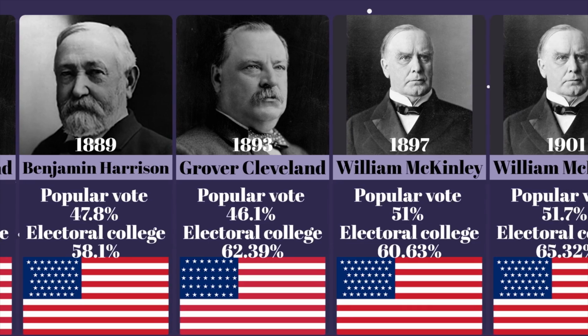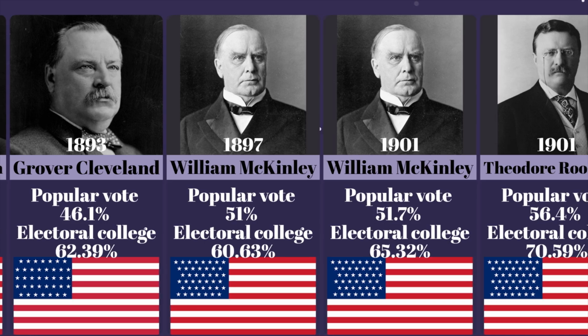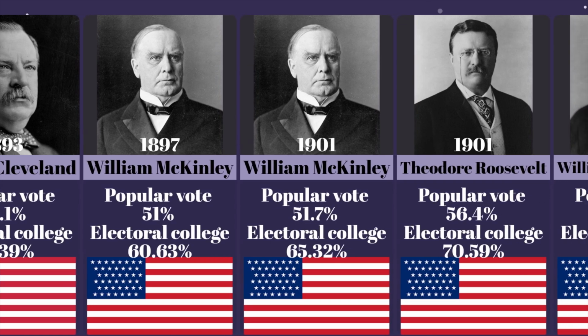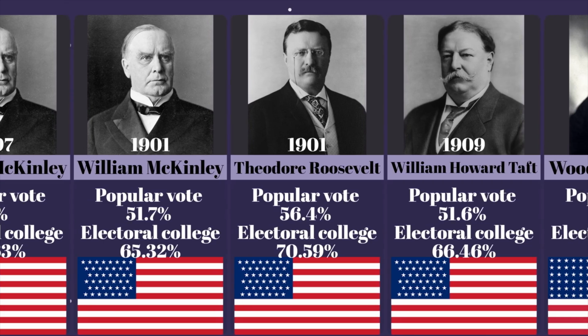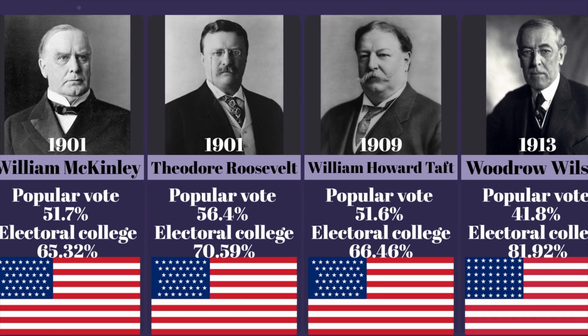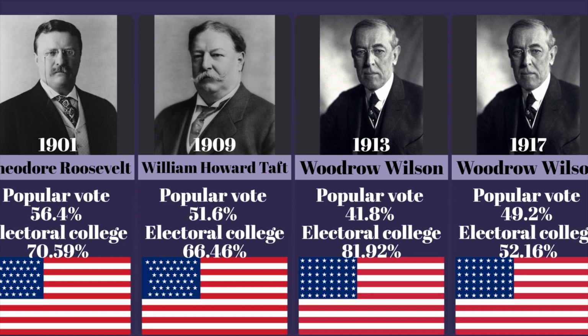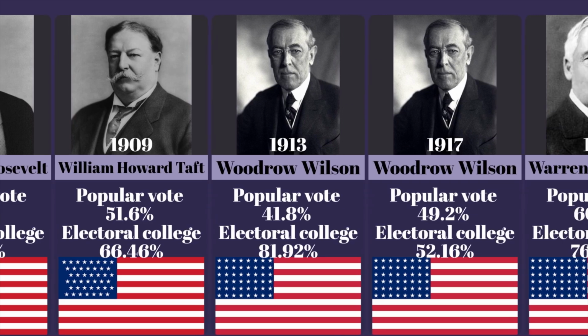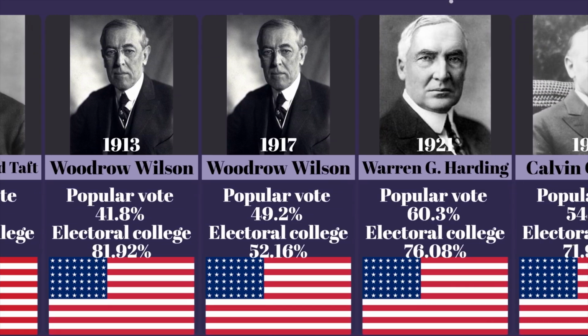Since 1924, the difference in the share of both votes has varied, with several candidates receiving over 90% of the electoral votes while only receiving between 50 and 60% of the popular vote. The highest difference was for Ronald Reagan in 1980, where he received just 50.4% of the popular vote, but 90.9% of the electoral votes.